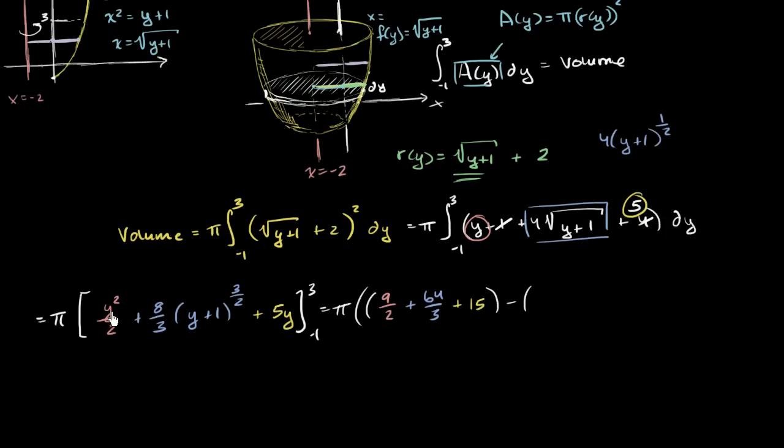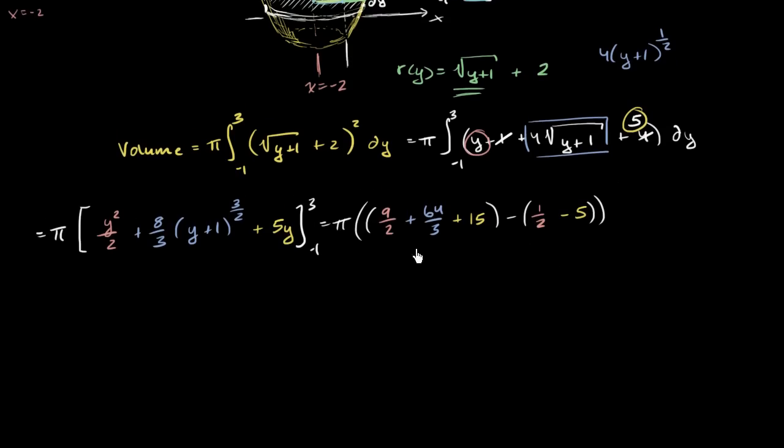So you have -1 squared over 2. Well, that's just 1/2. -1 plus 1 is 0 to the 3/2 power. That's going to be 0 times 8/3. This is all going to be 0, so we don't even have to write it. And then finally, you have -1 times 5. Well, this is going to be -5. And we are in the home stretch. We really just have to do a little bit of arithmetic, add some hairy fractions right over here.